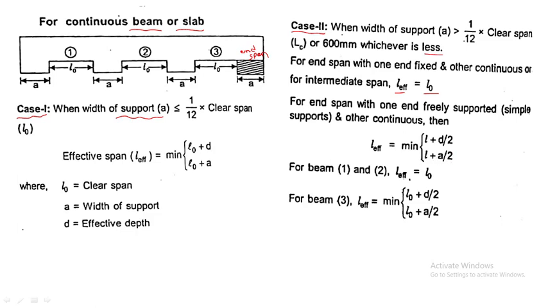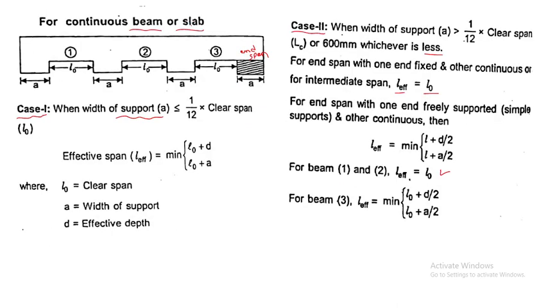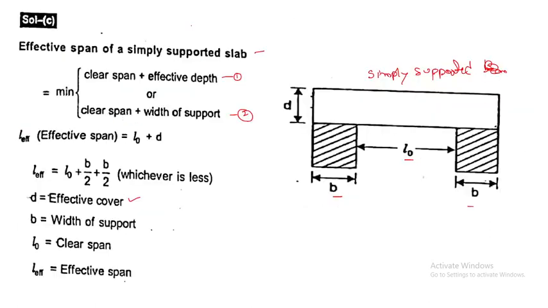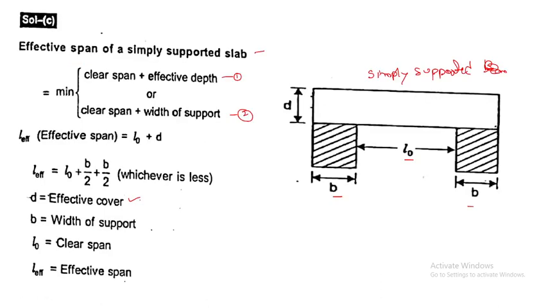Right? For beams 1 and 2, L effective is L0, and for beam 3 this value has to be used, as you can see in the sketch, 1, 2 and 3. So you have to remember the continuous slab case. They may ask any type of question from either the simply supported or continuous beam. So the answer for this question is clear span plus effective depth of the slab.